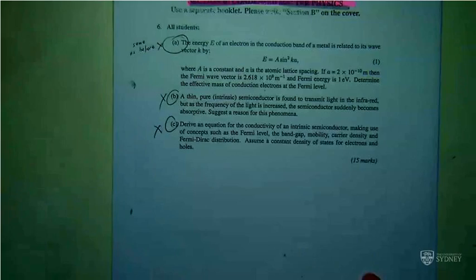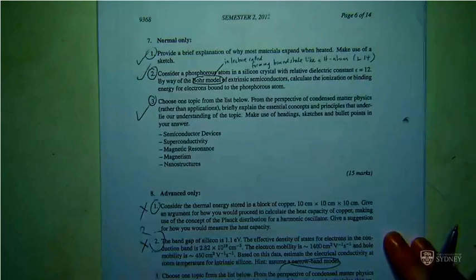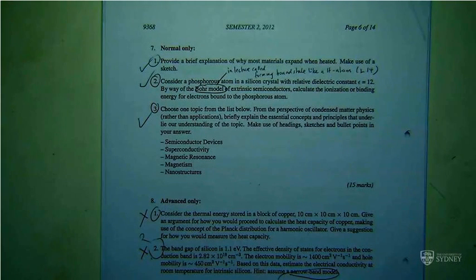For question 7, did we do binding energy? Which 7? Question 7. Yeah, question 7. I think in the notes there was an expression for the binding energy. Yeah, if you look back on the slide, you should be able to see it. If you can't and you're worried, email me.